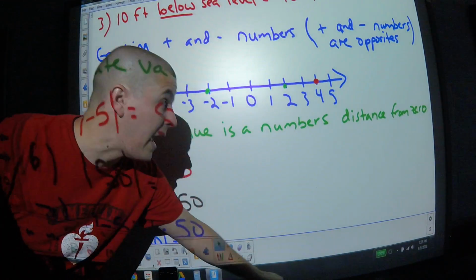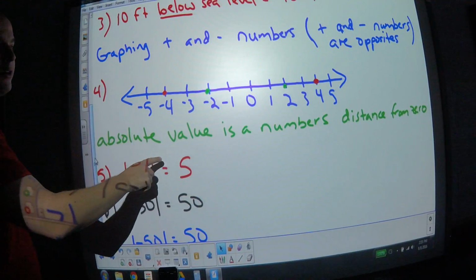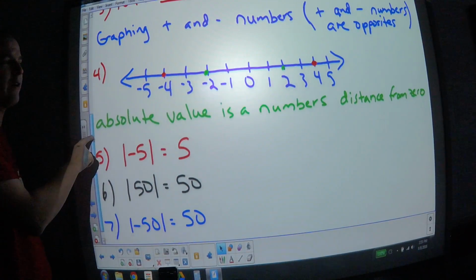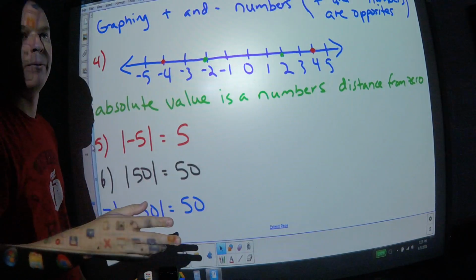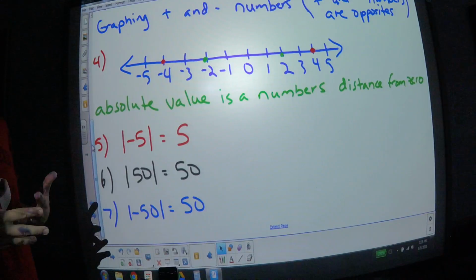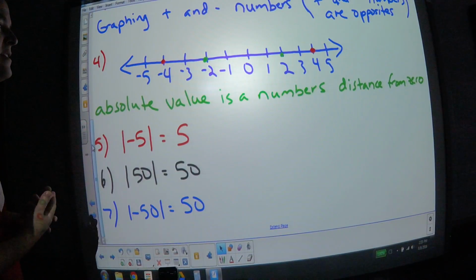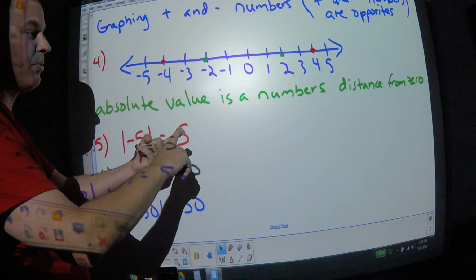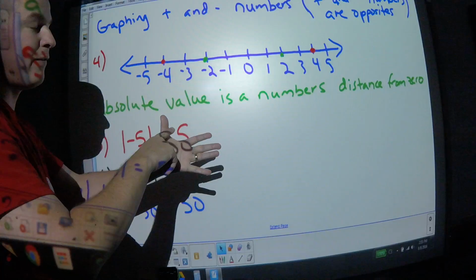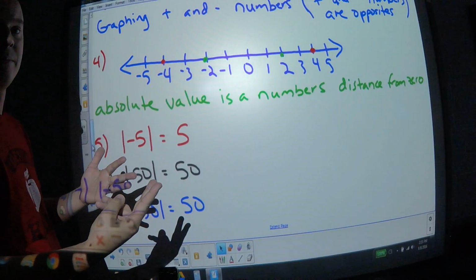Now why you need to know that is when talking about something called an absolute value. Now an absolute value is a number's distance from 0. So if I said, how far from 0 is 7? Well, the distance from 0 is 7 because you would go 1 place, 2, 3, 4, 5, 6, 7 places to get to 7 on the number line.